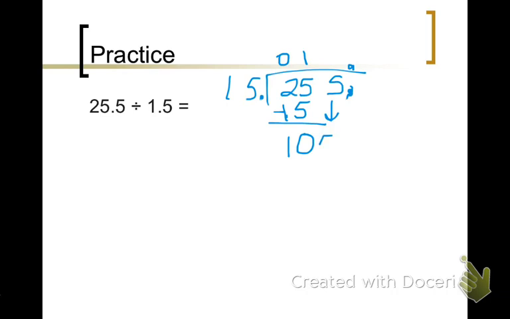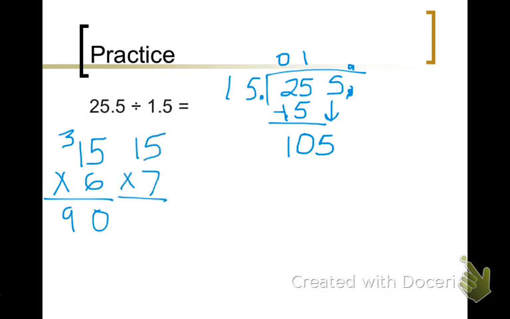15 into 105. I'm not sure how many times that is. I don't have my 15s memorized quite that quickly. So I'm going to go ahead and do some things off to the side here to figure out about how many times. I'm going to go ahead and try 15 times 6 and see what that gets me. 6 times 5 is 30. 6 times 1 is 6, plus 3 is 9. That's not quite enough, so I'm going to try 15 times 7. 7 times 5 is 35. 7 times 1 is 7, plus 3 is 10. Oh, 7 is perfect. So my answer for this one is 17.